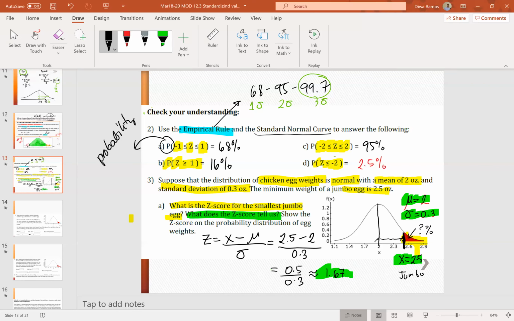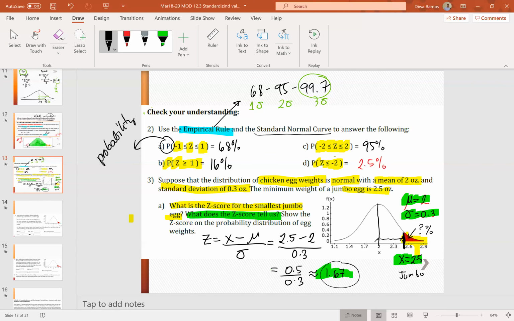So that's the standard deviation. It's not in the unusual zone. Definitely some of them will be unusually high because it has to go beyond 2 standard deviations, but it's getting there. If it's 1.67 deviations, we will consider that a jumbo egg. So the z-score tells us its distance from the mean is 1.67 standard deviations.